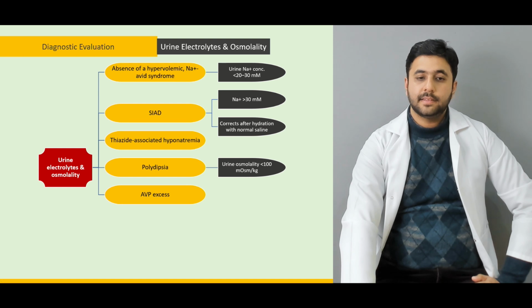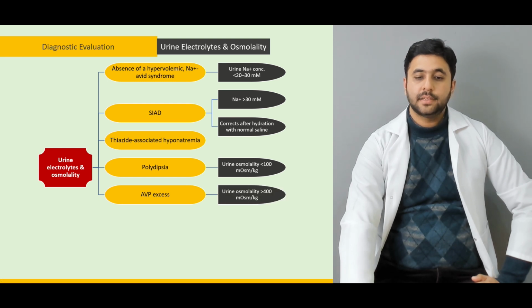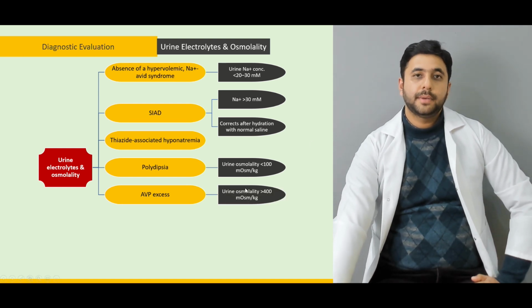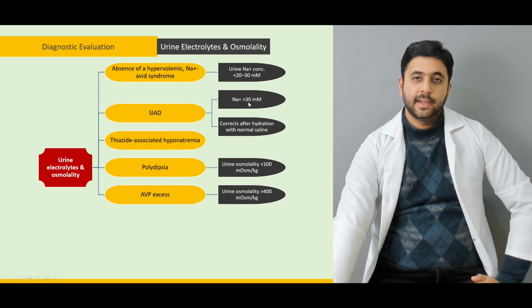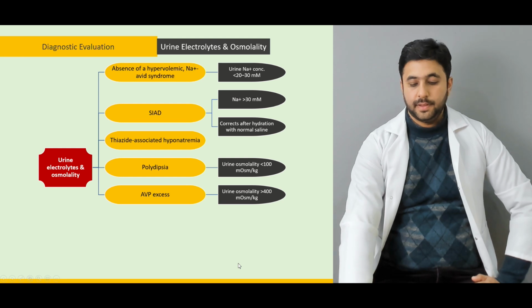And in AVP excess, just like in syndrome of inappropriate ADH, the urine will be concentrated because of the increased ADH and greater water absorption. The sodium loss is greater, and that leads to an increase in the urinary osmolality. Similarly, as we talked about in syndrome of inappropriate ADH, the sodium concentration in the urine will be high, greater than 30 millimoles.